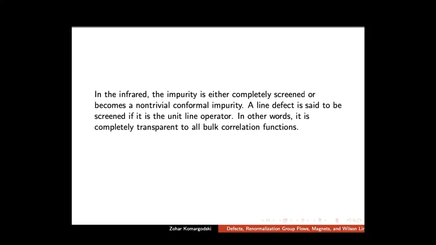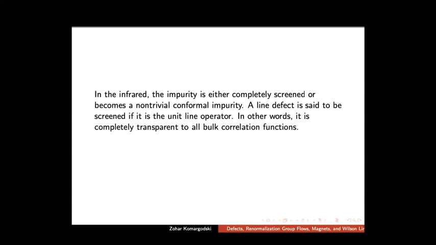And the infrared of this impurity could be either completely trivial, in the sense that the impurity just disappears in the infrared. So if you go to the infrared limit of the impurity, Green's functions in the bulk would not see any deviations from the Green's functions at an ordinary critical point without impurities. So that's when people say that the impurity is completely screened, that it just completely disappears in the infrared.